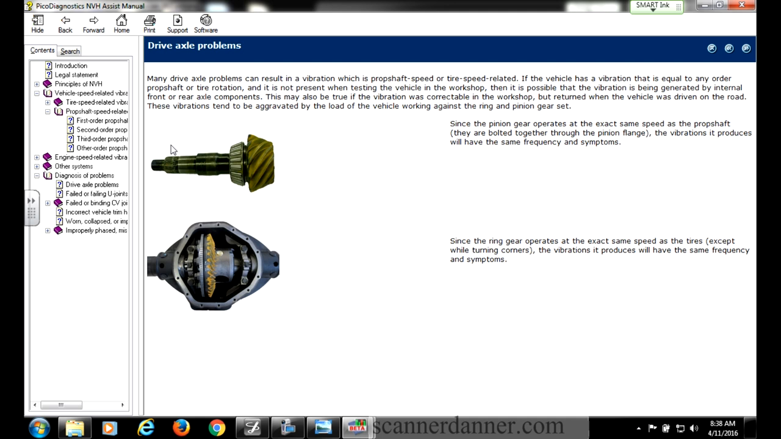You guys understand that? Since the ring gear operates at the exact same speed as the tires, except while turning, the vibration it produces will have the same frequency and symptoms. So I'm not worried about a tire vibration, am I? That's what that one's saying down here. So if I had a tire vibration that was not a tire, I can't overlook the ring gear because it's rotating at the same rotation as the tires. You follow? And if I have a pinion vibration, which I do, I can't overlook the pinion gear and bearing, so that's pretty sweet, isn't it?